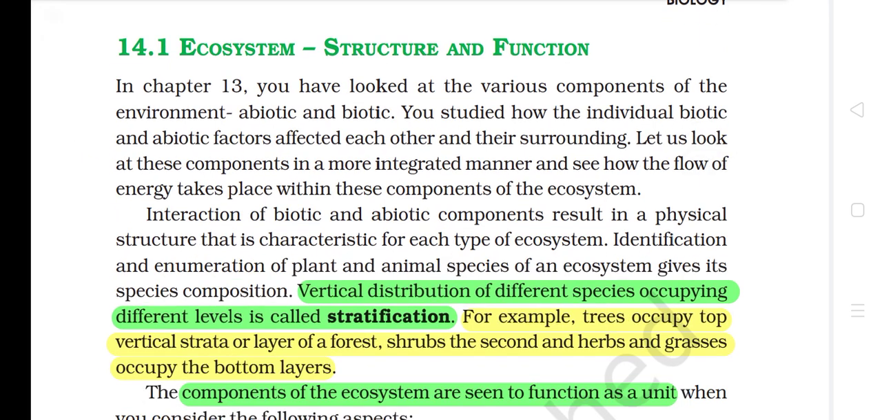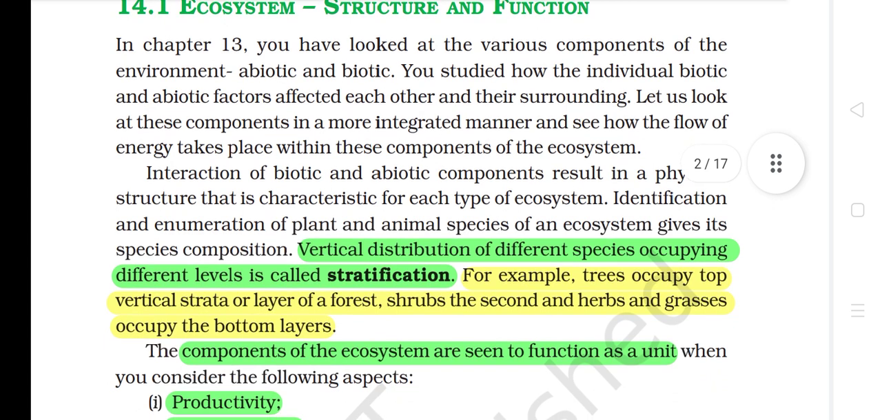14.1 Ecosystem, Structure and Function. In Chapter 13, you have looked at the various components of the environment, abiotic and biotic. You studied how the individual biotic and abiotic factors affected each other and their surroundings. Let us look at these components in a more integrated manner and see how the flow of energy takes place within these components of the ecosystem.